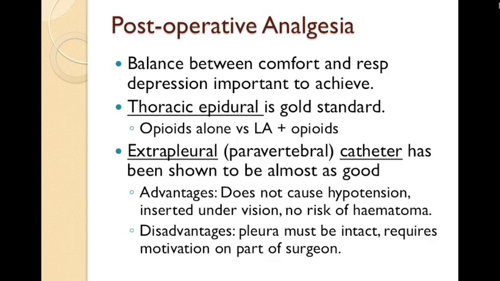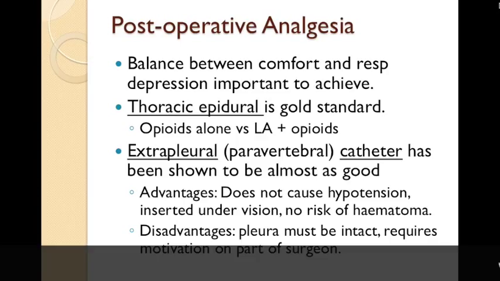So regarding analgesia, as I said, thoracic epidural is considered the gold standard, but there is an extrapleural catheter, which is a good alternative, and it's been shown to be almost as good in studies. An extrapleural catheter is basically a catheter that can be inserted by the surgeon. At the hospital I worked in, mostly it was done by the surgeon. He does it at the end of the operation, and it sits just outside the pleura and provides local anesthetic in that potential space outside the pleura, and it can be very effective.